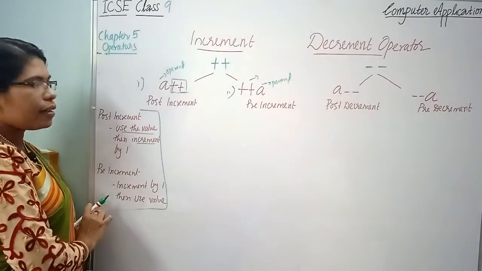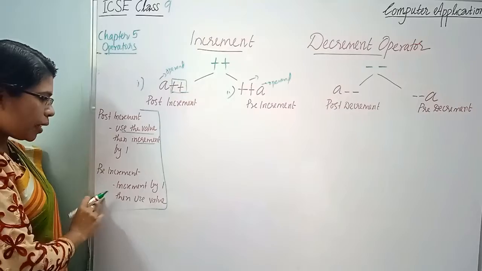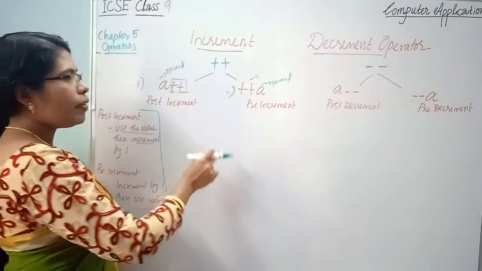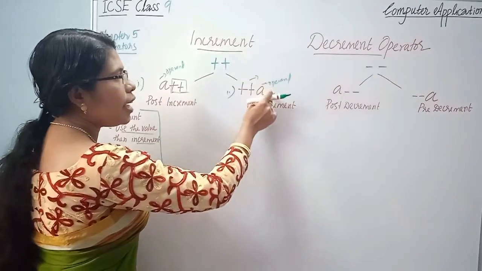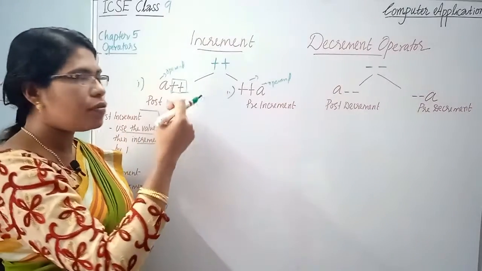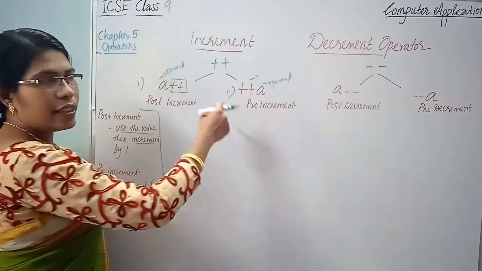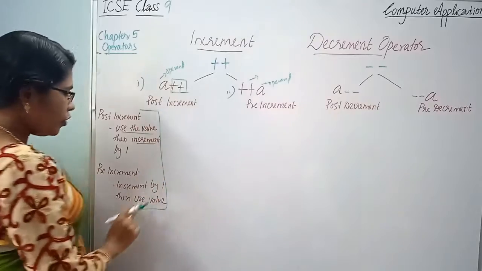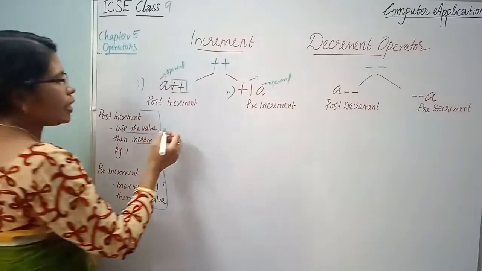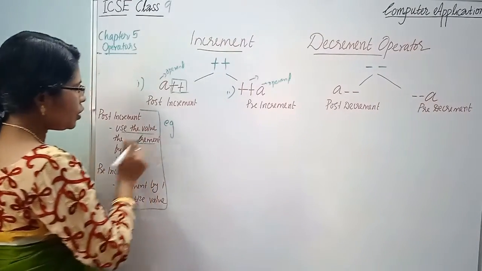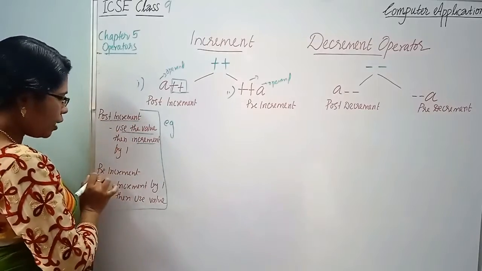In the case of pre increment, the second one, it increments the value by 1. Whatever the value of a is, it will first increase that value by 1. After that, it will use the value. So let's see some examples. You should remember these two points for post increment and pre increment.